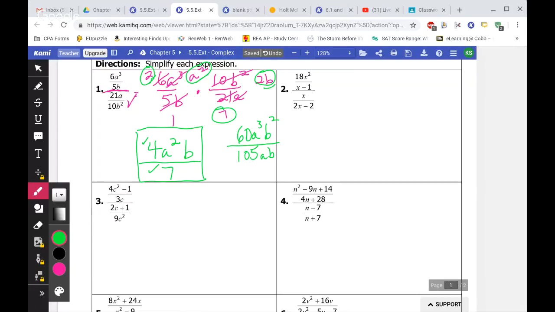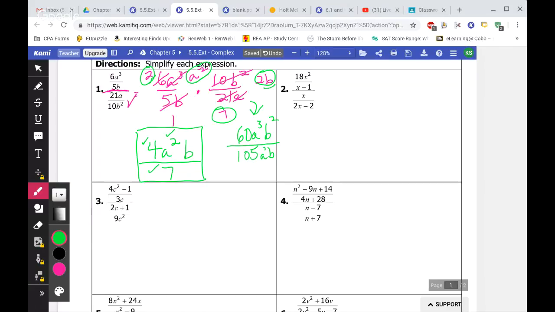And you could use your exponent rules. A to the third minus a to the first gives you a squared, and b squared minus b would give you b. So there's a couple ways to break that one down. You can either do some of the canceling that we did originally, or if you wanted to multiply it straight out, that's another way to do it, and then reduce from there. Whichever way is easiest for you. Obviously, you get the same answer either way.